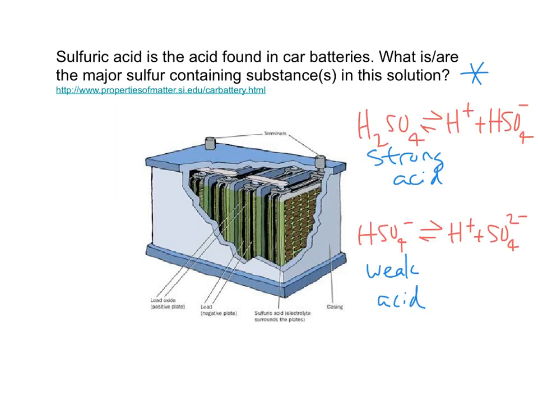H2SO4 is a strong acid. It dissociates completely into H+ and HSO4 minus, but HSO4 minus is a weak acid, and actually hardly any HSO4 minus dissociates into H+ and SO4 2 minus. So the major sulfur-containing substance in sulfuric acid is going to be HSO4 minus.